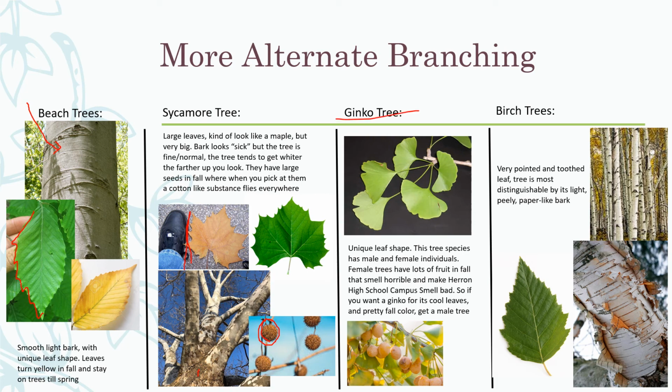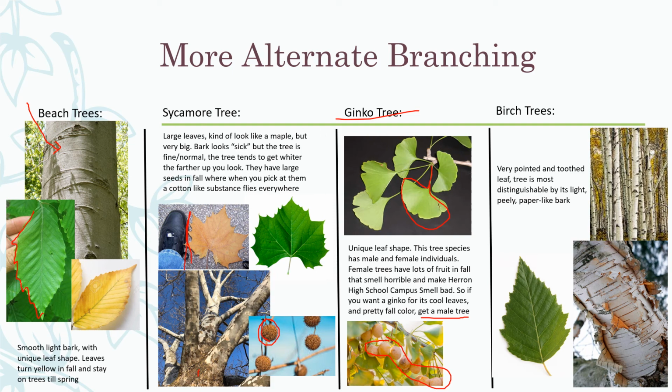Then we've got the ginkgo tree. We've got one of these on Heron campus. I believe Riverside has some too. These have a very unique leaf shape. This tree species has male and female individuals. So if you are familiar with Heron campus and that smell that occurs every fall, that is because the female trees have these nasty smelling rotting fruit that fall from them every fall. So if you do like ginkgo trees and want one in your yard, I highly recommend you get a male tree because they won't give you these nasty smelling rotting fruit.